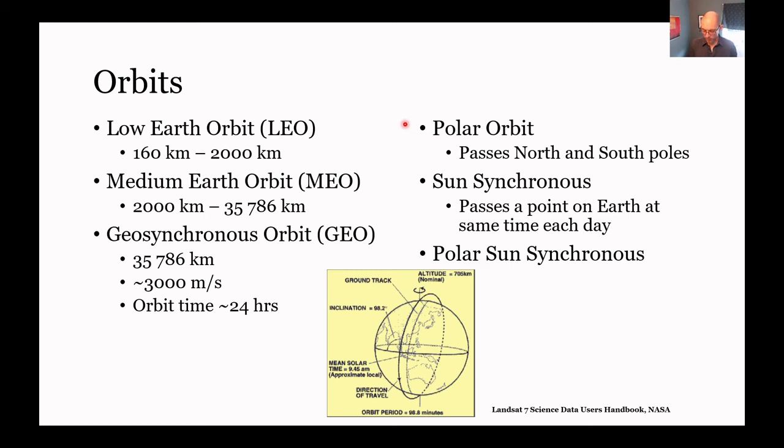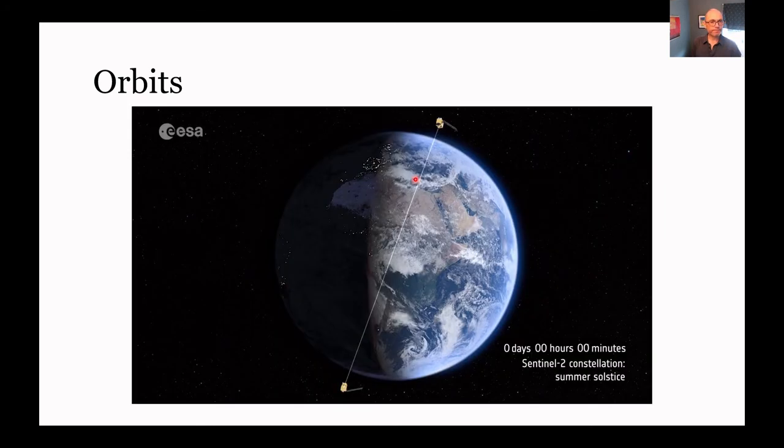This will be illustrated soon. But also, generally speaking, we want to revisit the same place at the same time of day with the same illumination in order to make the images comparable. So we tend to have a polar sun synchronous orbit for a lot of these remote sensing satellites, at least for the ones that work mostly in the visible and near infrared ranges.